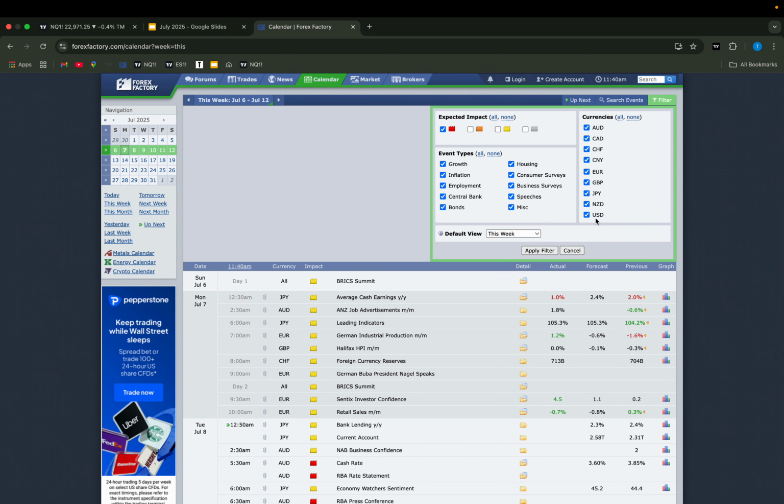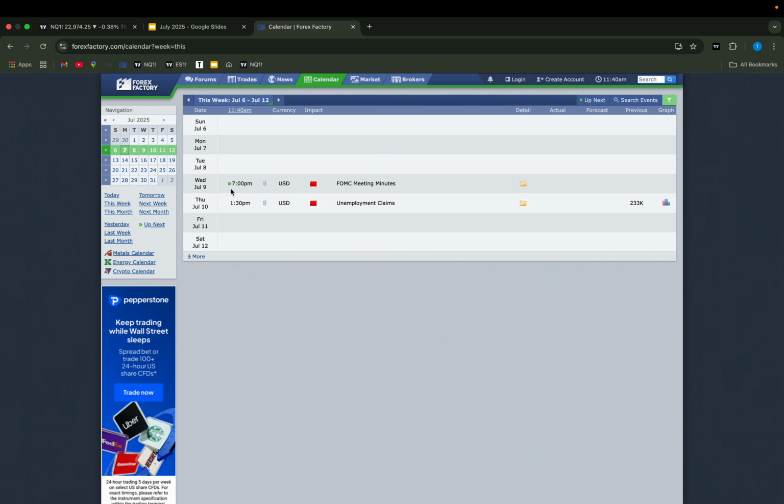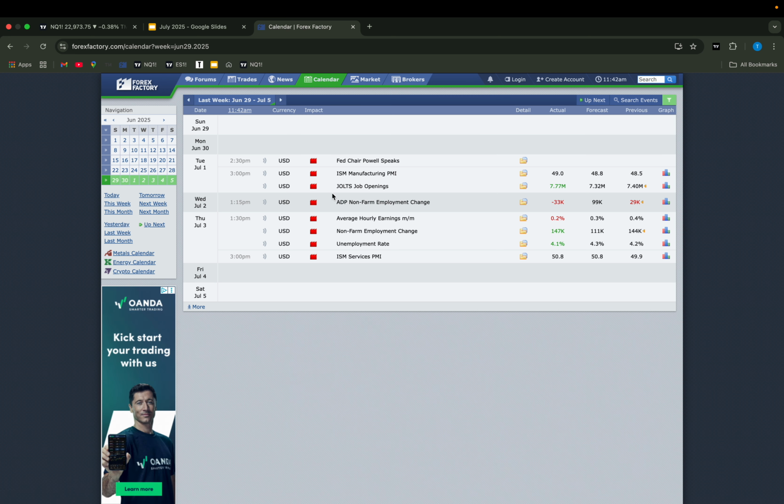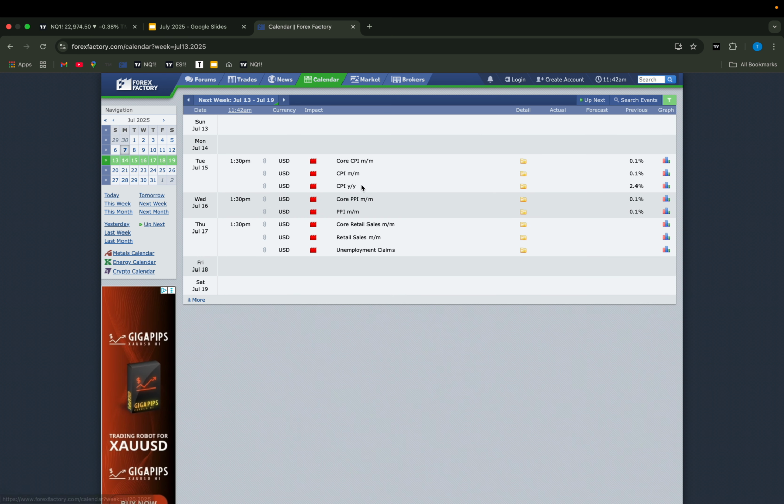And then your currencies. To stop it being so cluttered, you take off the currencies that you're not going to trade. So I only trade NQ, so USD is the only news I'm bothered about, news affecting the US dollar. So I'm going to untick all these, apply filter, and there you go. You can see this week is ridiculously light for news compared to last week or next week. I'm going to Mexico next week, so that should be fun.